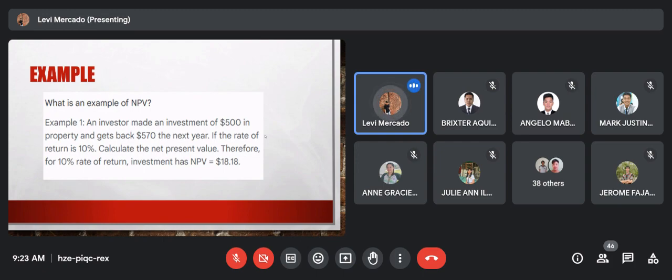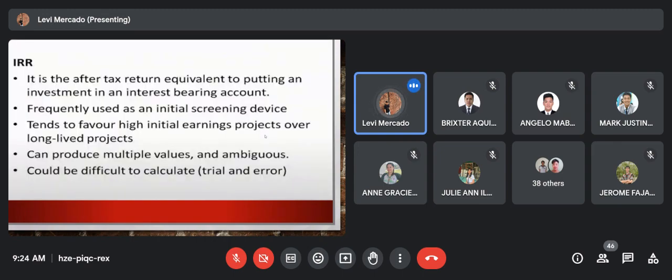$70 times, next year na a period of time n is 1, and rate of return is 10%. So calculating the net present value, at 10% rate of return investment, NPV is $18.18. So example lang naman to. Ibig sabihin, dahil ang NPV value is greater than zero, profitable yung magiging investment.